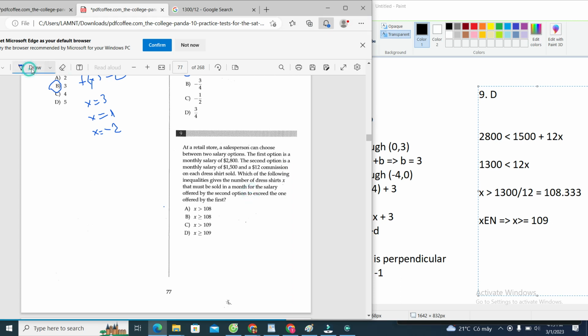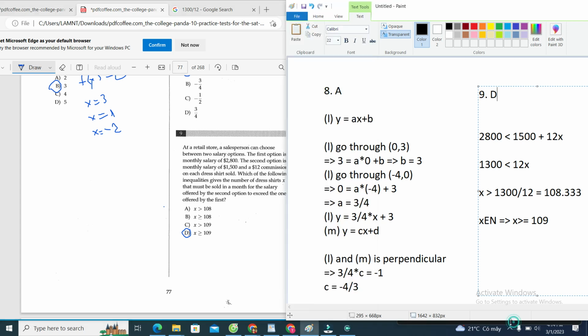Let's choose D here. Because we calculated that x has to be greater than 108.3, but x is an integer, so it has to be bigger than or equal to 109. X has to be at least 109. So we can say x is greater than or equal to 109. So the answer should be D.